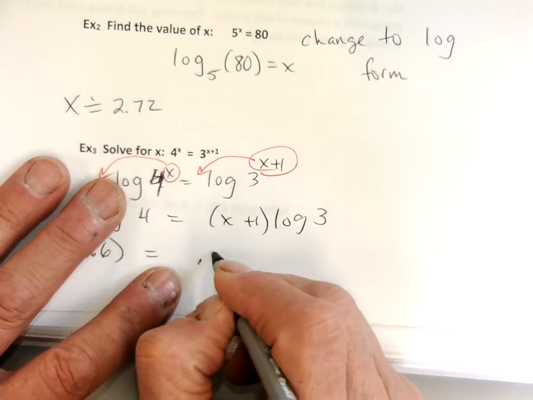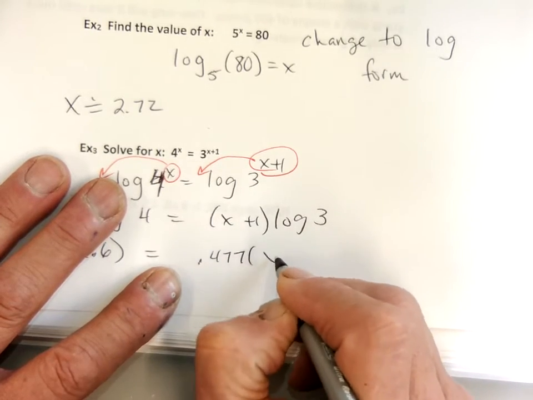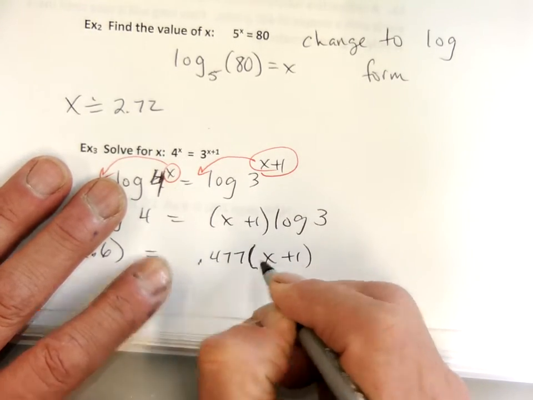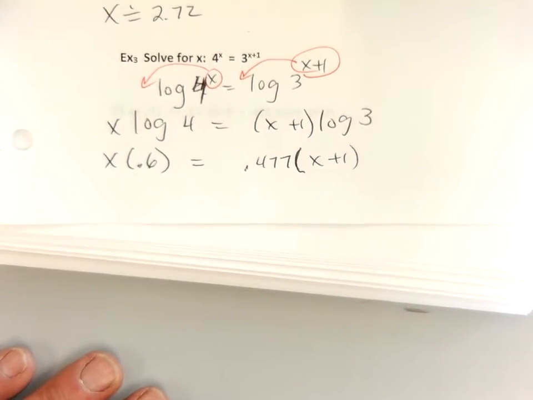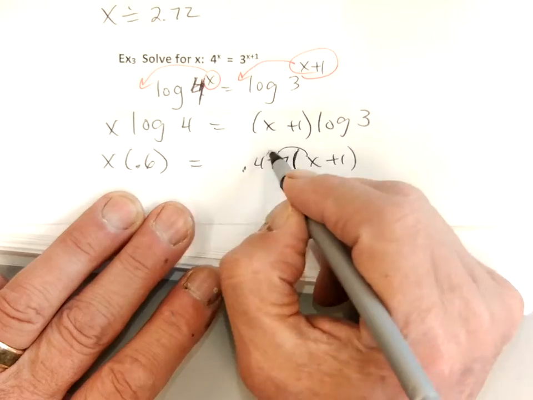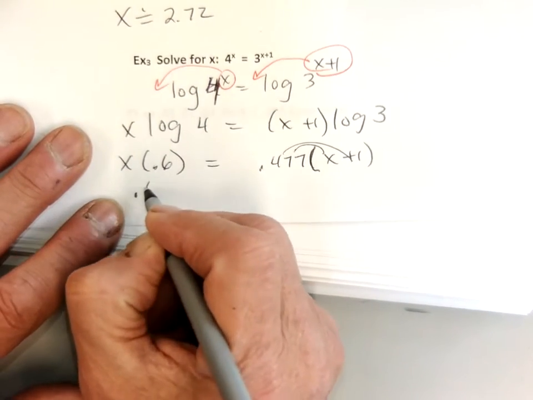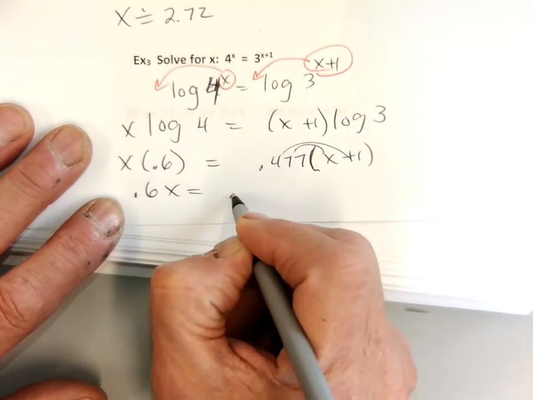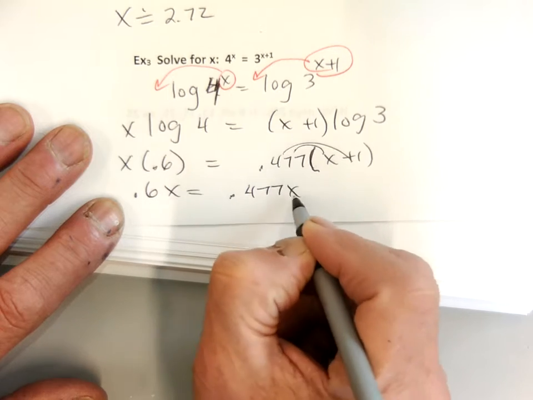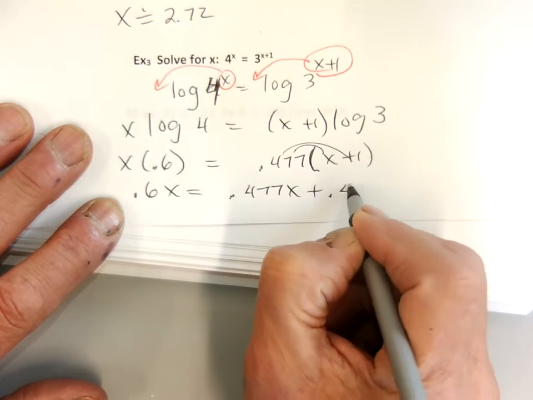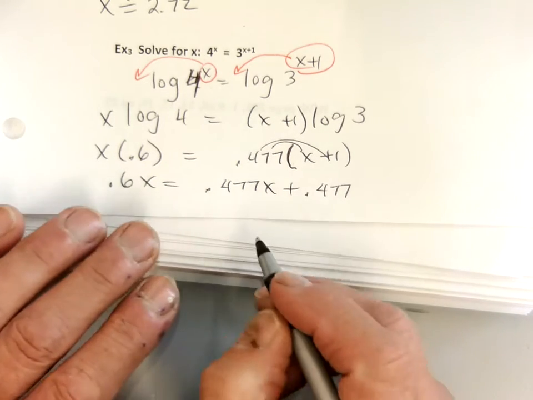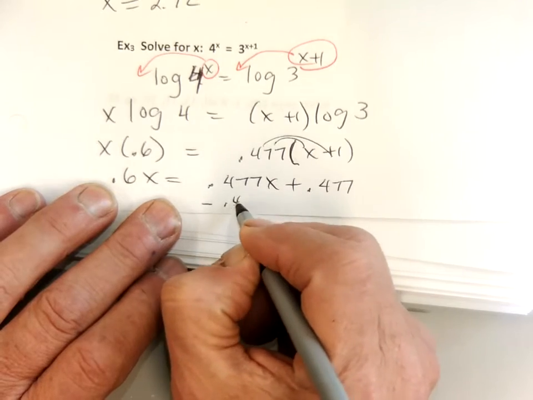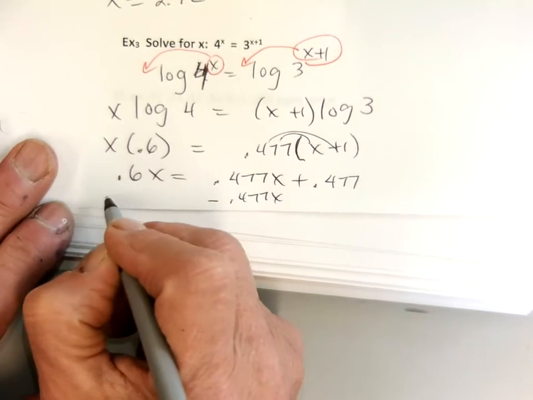0.477 times x plus 1. Now it's decimals. Oh well, right? It's decimals, but oh well, I can deal with it. Go ahead and distribute. I'll have 0.6x equals 0.477x plus 0.477. Now I've lost some accuracy in here, but I'm not going to worry about it too much, okay? Minus 0.477x, right? Get it on both sides.